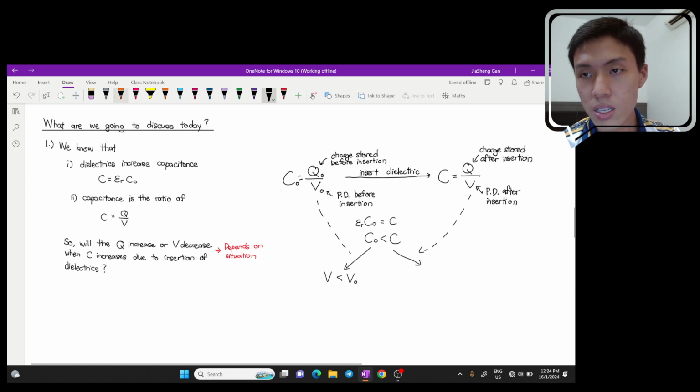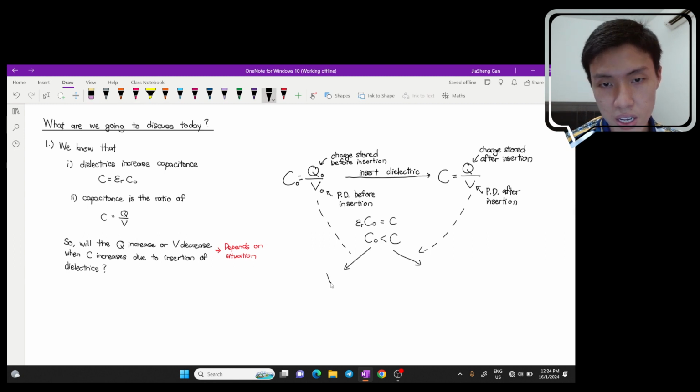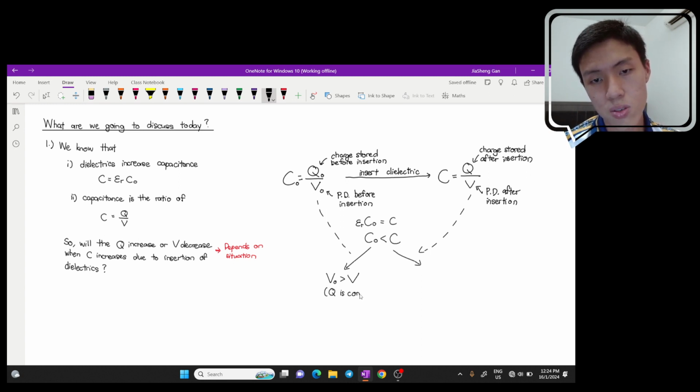Okay, maybe I should flip everything, write the new on the right hand side. So initially it's larger, after it's smaller. So this one is assuming that the Q is constant. Okay, so this is one possibility. The Q doesn't make any changes. It is the V that follows along the increase in C by decreasing. Okay, V changes but Q remains constant, based on this equation.